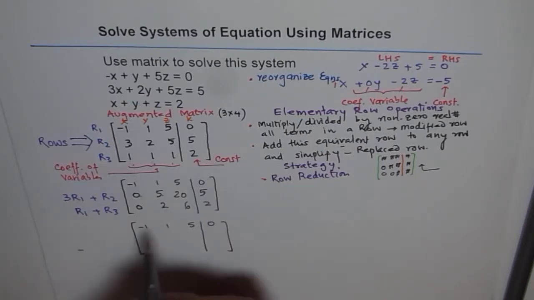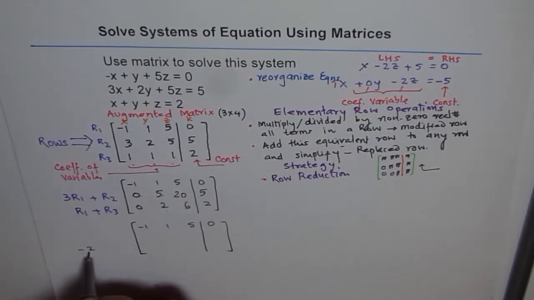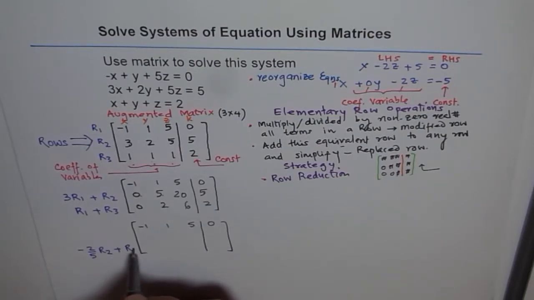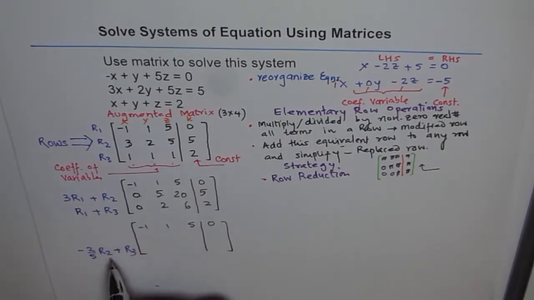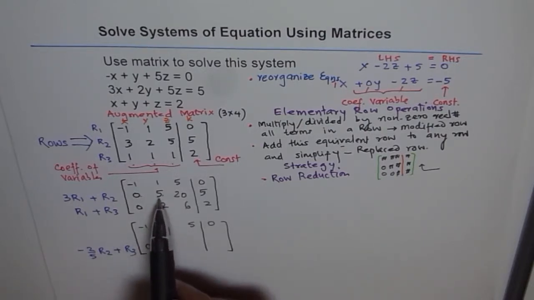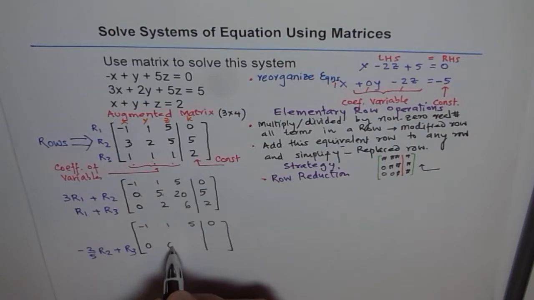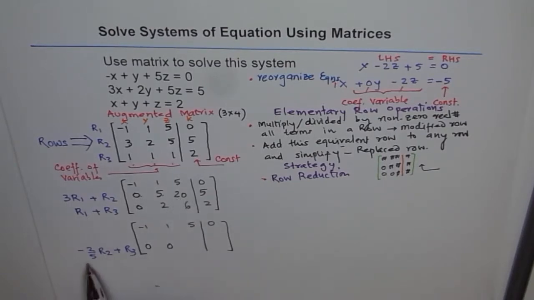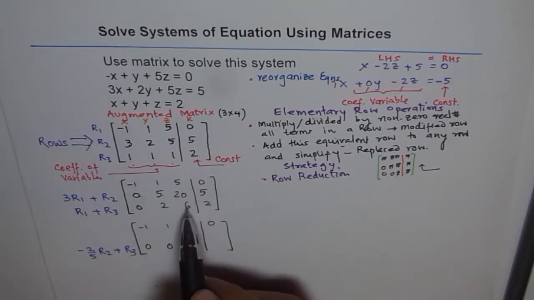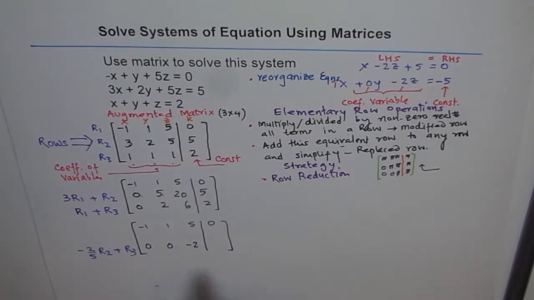So I'll multiply the second row by minus 2 over 5. This is my second row getting multiplied, and then I'm adding the third row to it, which is R3, right? So I'll do this operation. 0 times anything is 0. When I add 0, I get 0, right? Minus 2 over 5 will lead to minus 2 here. Minus 2 plus 2 is 0. Now here if I divide 20 by 5, I get 4, and 4 times minus 2 is minus 8. Minus 8 plus 6 is minus 2, right? So we get minus 2 here.